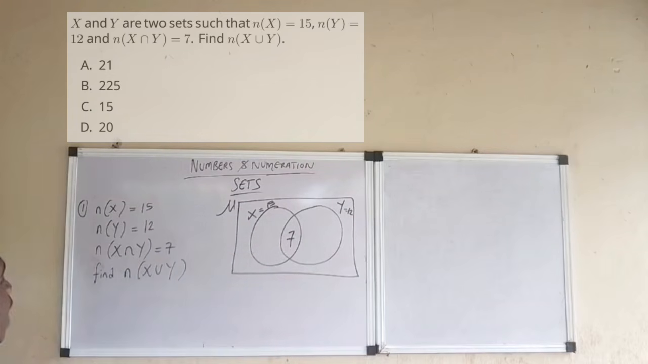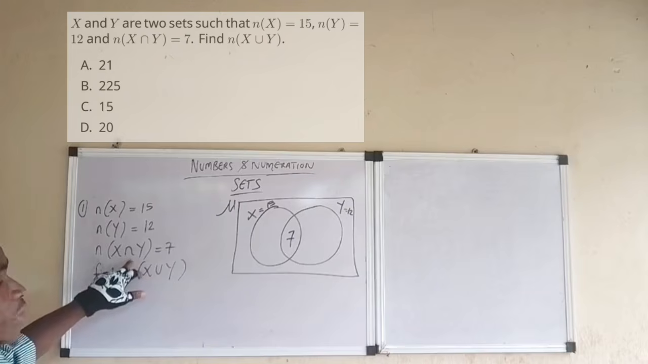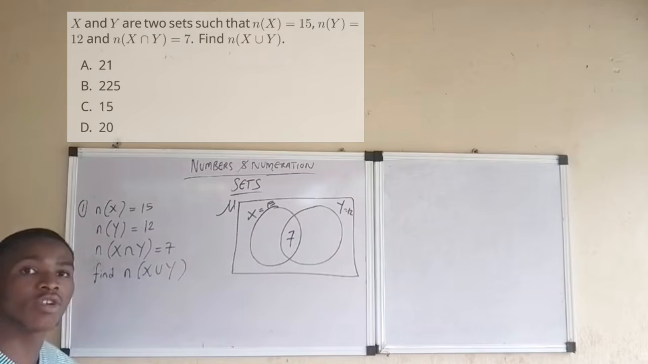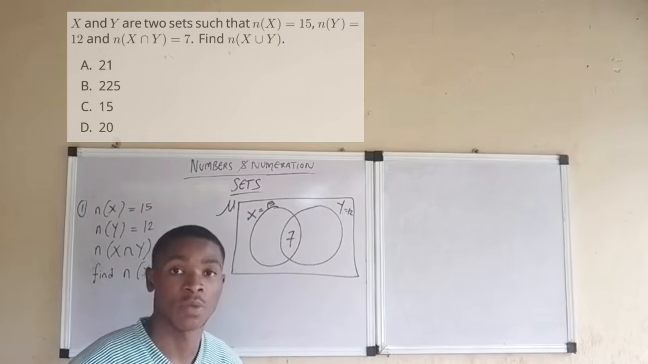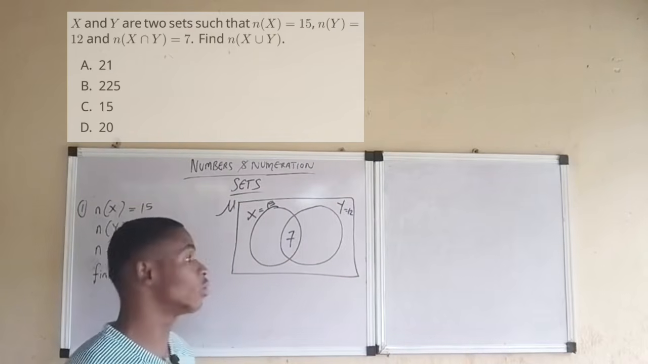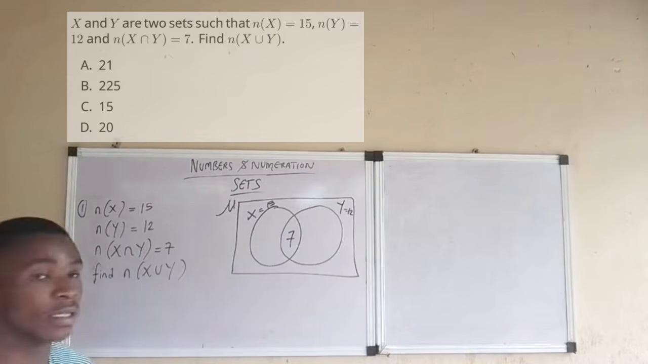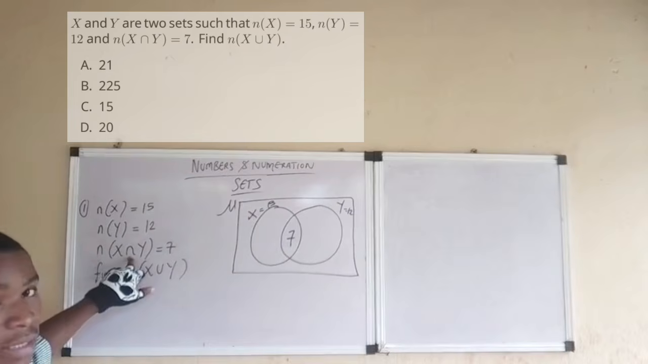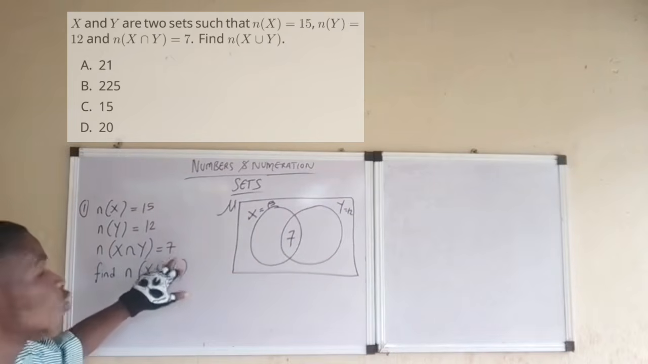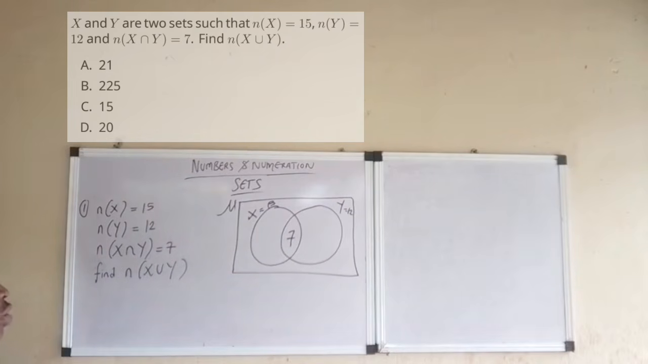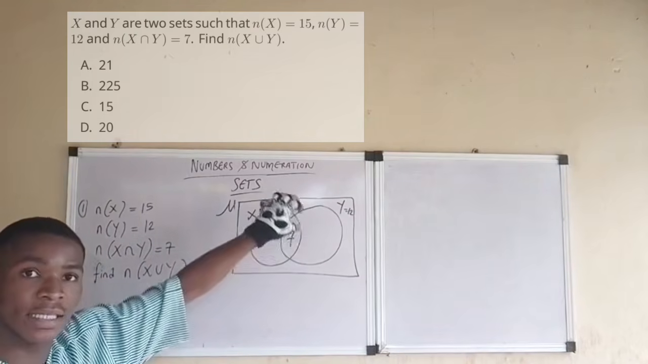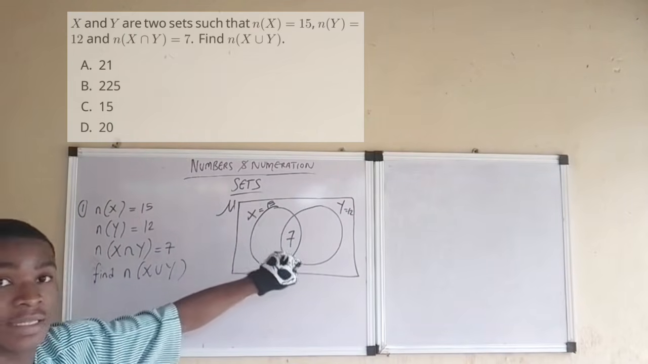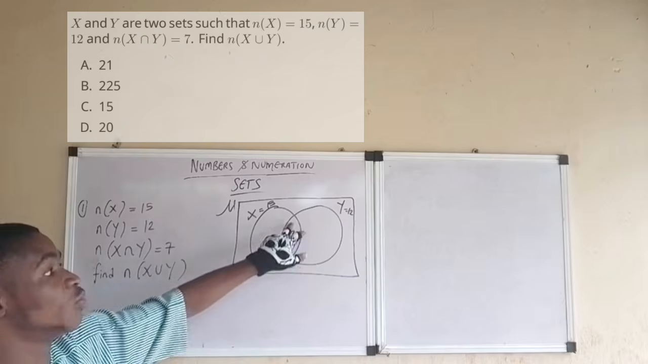The symbol that looks like N, which represents intersection, means: what are the common elements that you can find in those sets? X and Y are two different sets, but they have common elements, 7 common elements. Those 7 common elements are represented here because this is where X and Y intersect. This is where they meet. So the common elements they have should be within this portion.